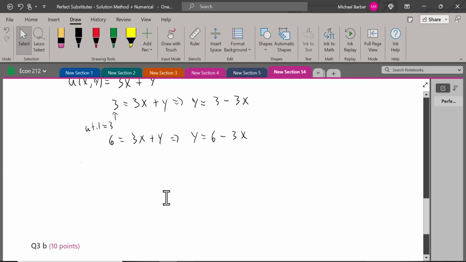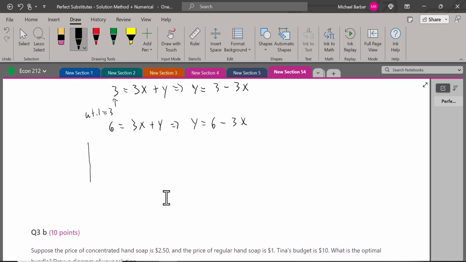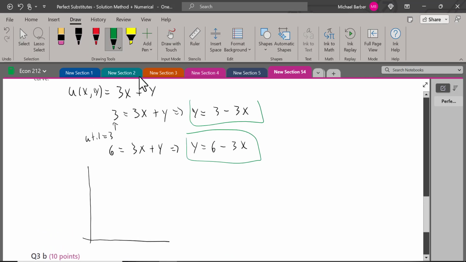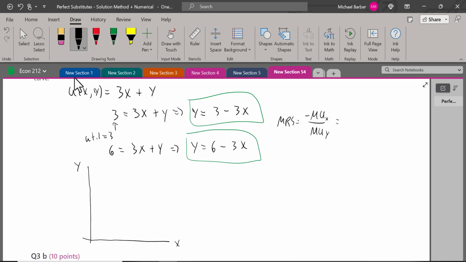All right, so we want to draw these. We're just drawing these 2 functions, or these 2 lines, I should say. Here's y and here's x. We can see right away that the slope is -3, which again, this is the marginal rate of substitution, equal to the ratio of marginal utilities. If we took the partial derivative with respect to x, we'd get 3. I'm going to put a negative sign so don't forget it. Partial derivative with respect to y, we get a 1, so that's why it's -3, right, is the slope.